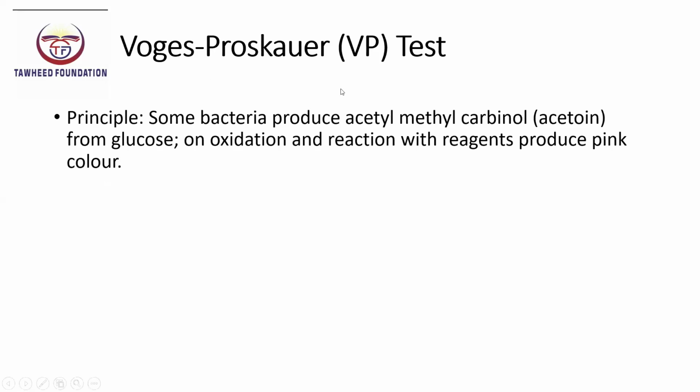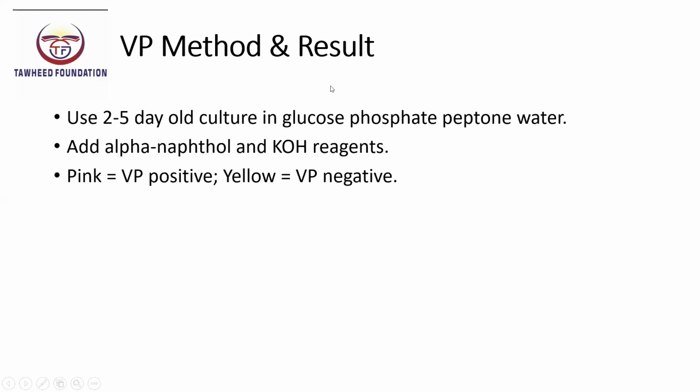Next is the Voges-Proskauer, VP test. The VP test detects bacteria producing acetyl methyl carbinol, a neutral end product from glucose fermentation. Acetoin reacts with reagents alpha naphthol and potassium hydroxide, KOH, under aerobic conditions to produce a red or pink color. Procedure involves adding this reagent to a 2 to 5 day old glucose phosphate peptone broth culture and observing the color change within 30 minutes. So that is the principle behind this test.